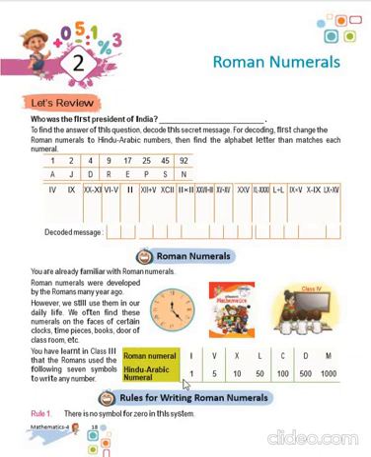I is for 1, V is for 5, X is for 10, L is for 50, C is for 100, D is for 500, and M is for 1000. Now there are some rules for writing Roman numerals. Rule number 1 is that we do not have any symbol for 0 in this system.